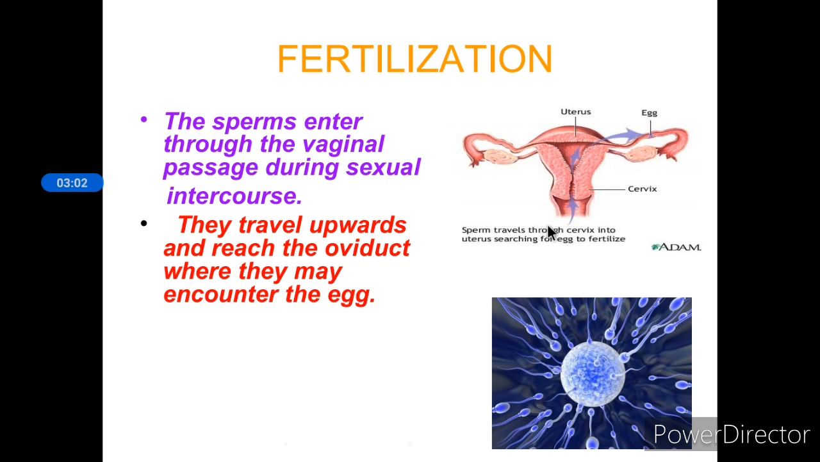These sperms travel and reach the oviduct, where they try to meet the egg, because the egg will be released by the ovary and carried through the fallopian tube. Before that itself, the sperm will enter, go through and try to encounter the egg for fertilization. Here you can see the egg and hundreds of sperms trying to attack it for fertilization.